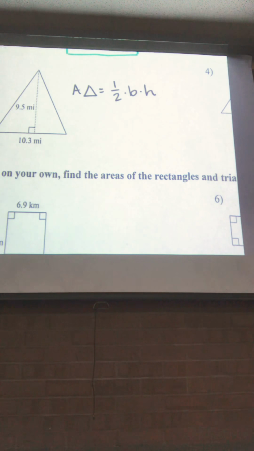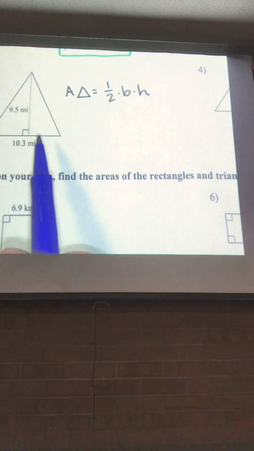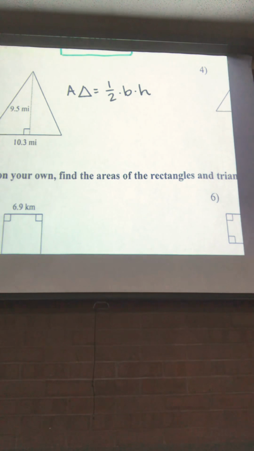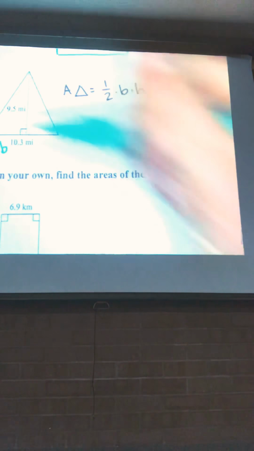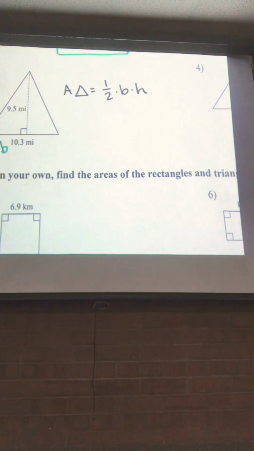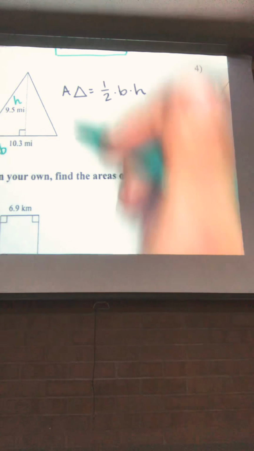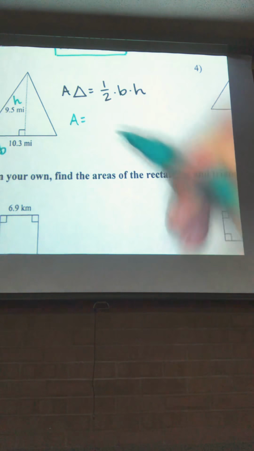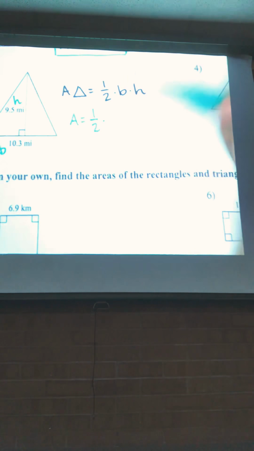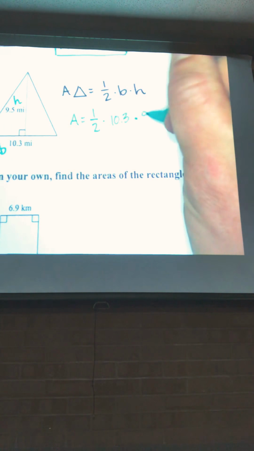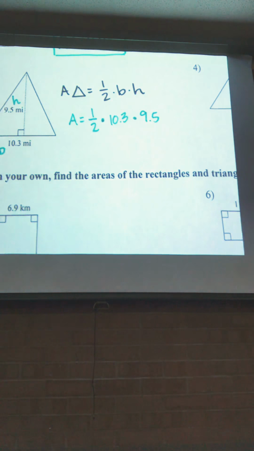So we're going to look at our triangle. And we're going to say that since this is the bottom of my triangle right here, the bottom, think base, I'll assign that 10.3 as my base. Well, if 10.3 is my base, that means that 9.5 has to be my height. Awesome. Okay, so now we can just rewrite our formula. Area of this triangle is going to be 1/2 times our base, which is 10.3, times our height, which is 9.5. Those are multiplication signs in the middle, not decimals, just to be clear.